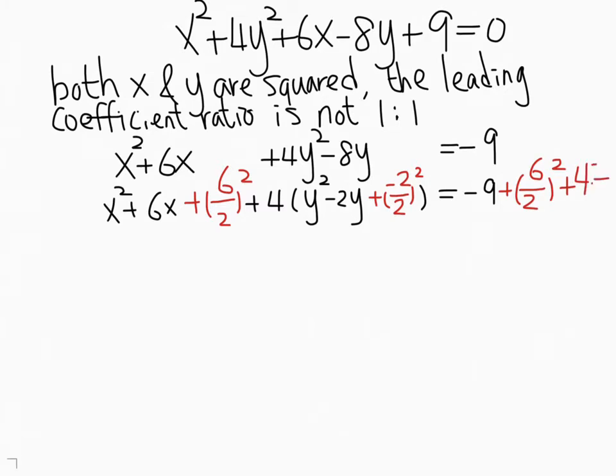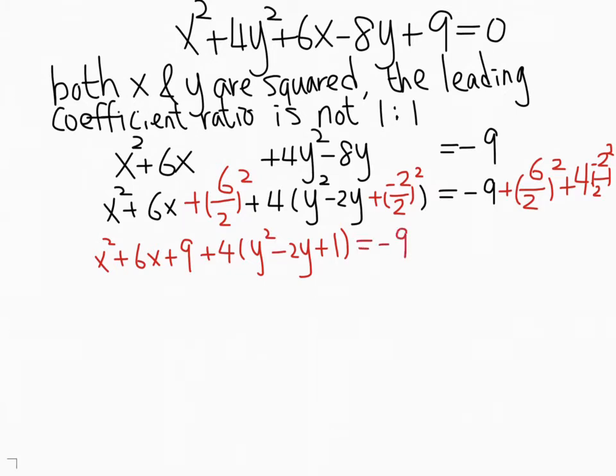It's inside the parentheses, so -2 over 2 squared, multiply it by 4. So we would have x squared plus 6x. 6 divided by 2, that's 3. 3 squared is 9. 4 times y squared minus 2y, -2 divided by 2, that's -1. -1 squared is positive 1. So we would have -9 plus 9 plus 4 times 1, which is just 4.